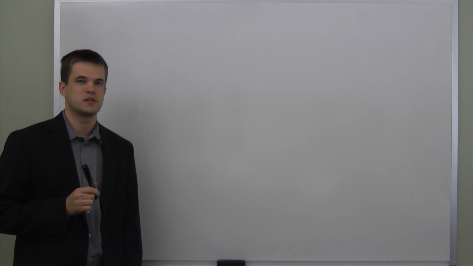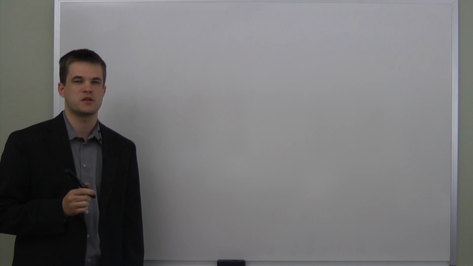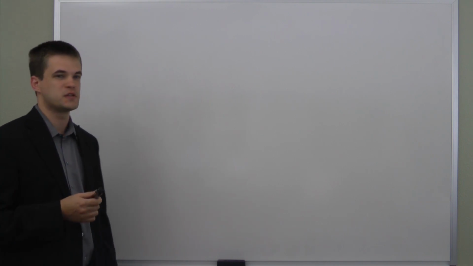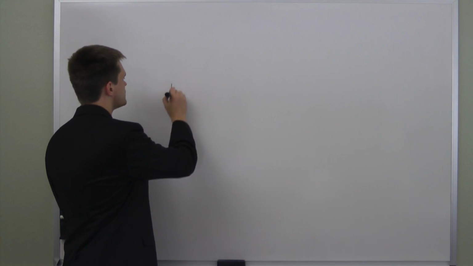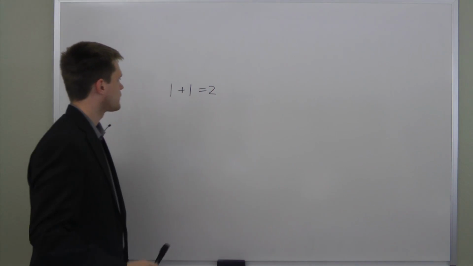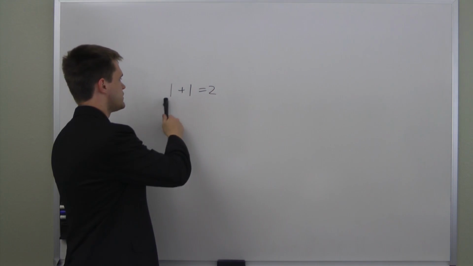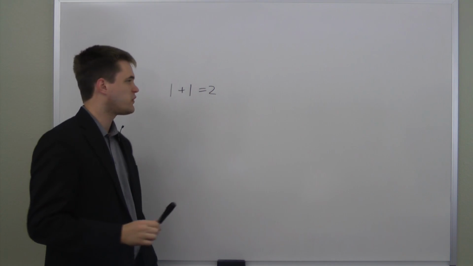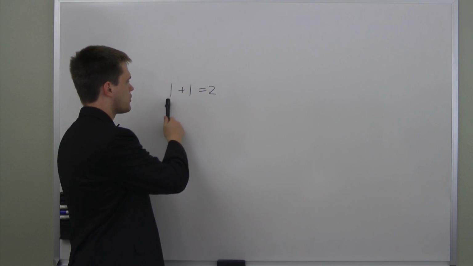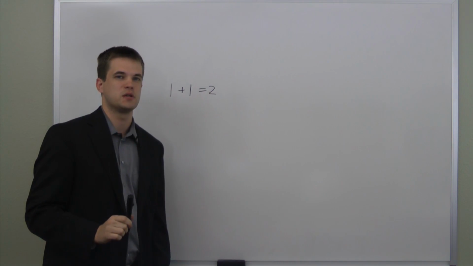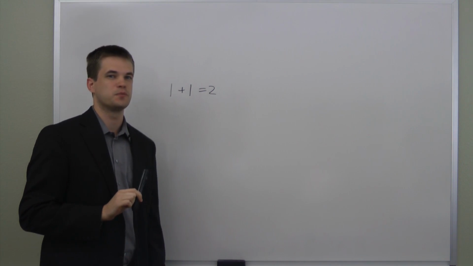An equation consists of two mathematical expressions separated by an equal sign. So for instance, we might have an equation that says 1 plus 1 equals 2. And this is true because this value is the same as that value. Now the beauty of equations is that you can perform any operations the same way on both sides of the equation, and the equation remains true.